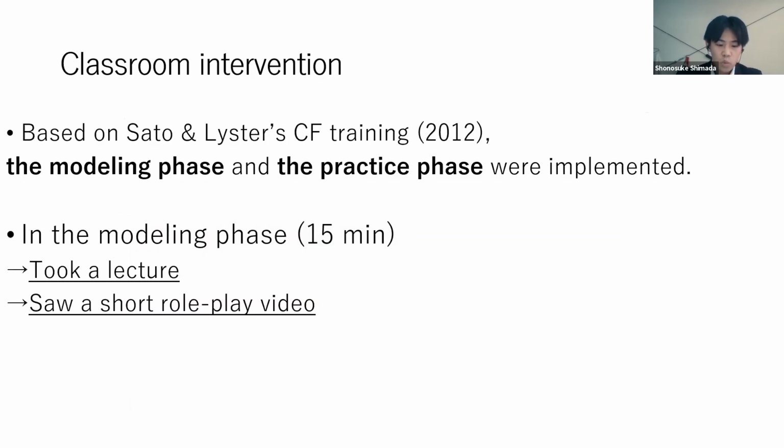So the classroom intervention was designed based on Sato and Lyster's study, and then the modeling stage and practice stage were implemented. In the modeling stage, students took a lecture given by the author and saw a short role play video. So this stage was conducted to make sure students understand the idea of CF and CF moves. So this is the video that they watched in the modeling stage.